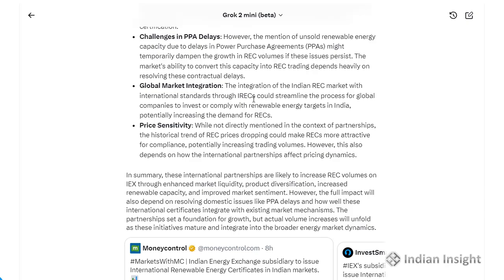And here is the important point that you should note: integration of the Indian REC market with international standards through IRECs could streamline the process for global companies to invest or comply with renewable energy targets in India. The historical trend of REC prices dropping could make RECs more attractive for compliance, potentially increasing trading volume. So yes, there is definitely some potential for an increase in trading volumes of RECs on IEX due to this new agreement. So let's find out who will need these certificates, who needs and buys these certificates.